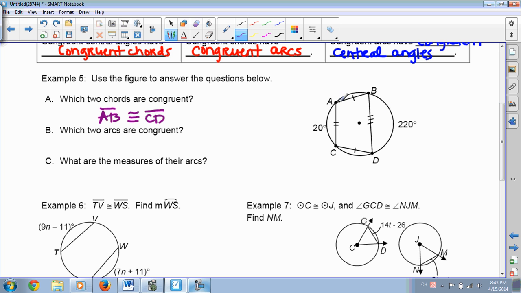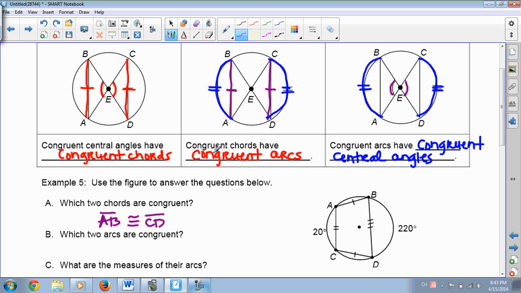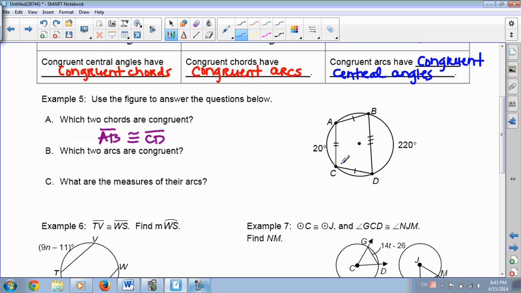Okay, so if those two chords are the same, then which two arcs are the same? Well, remember up here, if we have congruent chords, then we also have congruent arcs. Congruent chords, congruent arcs. So if line segment AB is congruent to line segment CD, then arc AB is congruent to arc CD. Okay. What are the measures of these arcs?